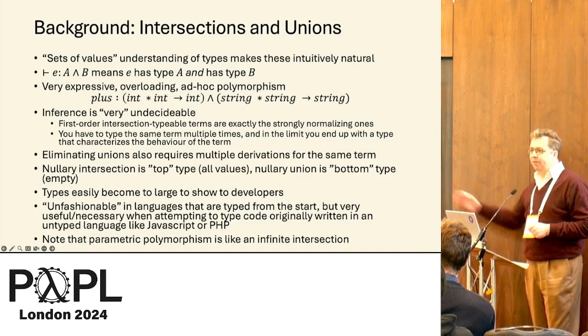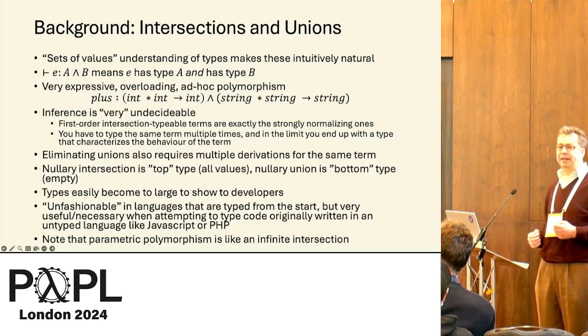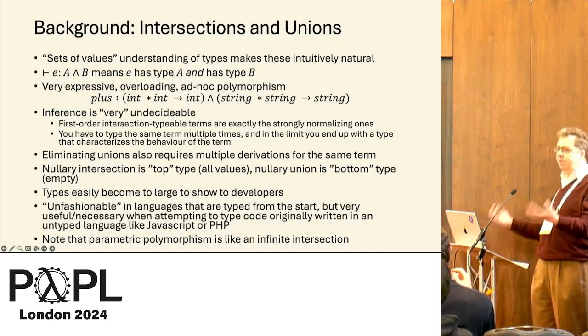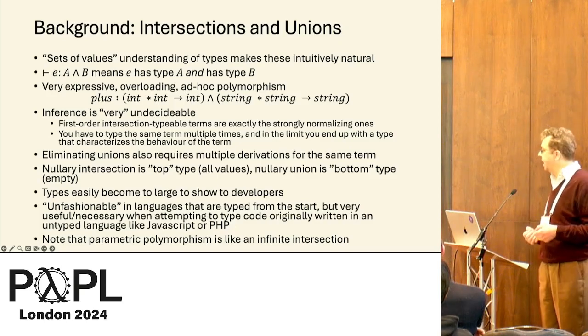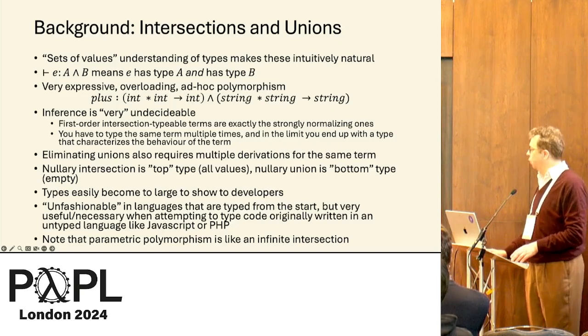Now, this was very unfashionable for a long time. People who designed typed languages from scratch almost never included intersections and unions. But now we're putting types on different things. We're taking untyped languages like JavaScript and PHP, and we're putting types on them. It turns out we really need these in order to type the programs that people have already written in those languages.